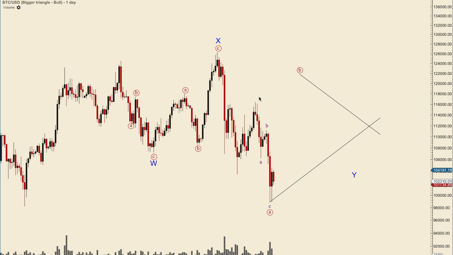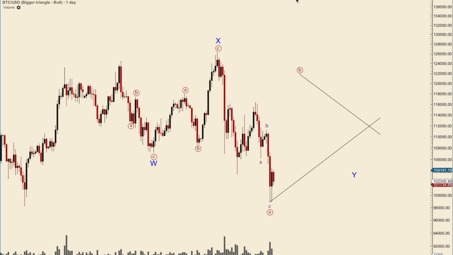WXY and then an ABC down. And if it is a WXY, then the triangle doesn't have the highest probabilities, because in a triangle there can only be one complex structure, and that complex structure is usually in wave C. If it's not in a wave C, it's in a wave D. It's very rarely in the wave A. So therefore, this doesn't really have the highest probability.